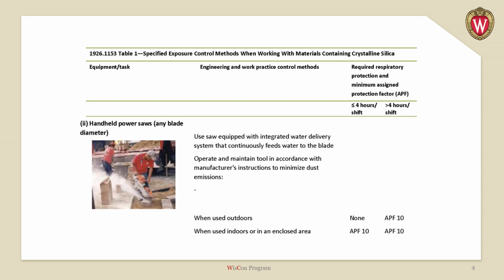The table indicates that when outdoors and using handheld power saws for less than 4 hours, no respiratory protection is required. But if that work takes more than 4 hours, respiratory protection with an assigned protection factor of 10 is required. When working indoors, we can see that there is no difference in the required respiratory protection for more or less than 4 hours of work. Regardless of the task length, you must supply respiratory protection with an assigned protection factor of at least 10.